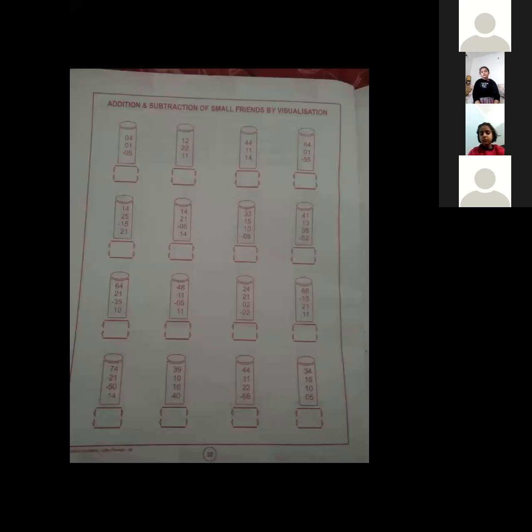I'm just showing you these, the double addition and subtraction of smalls by visualization. So Aisha, we have done this exercise also of visualization. Can you tell me what does it mean, addition and subtraction of small friends by visualization? How do we do this? Can you explain the term visualization?